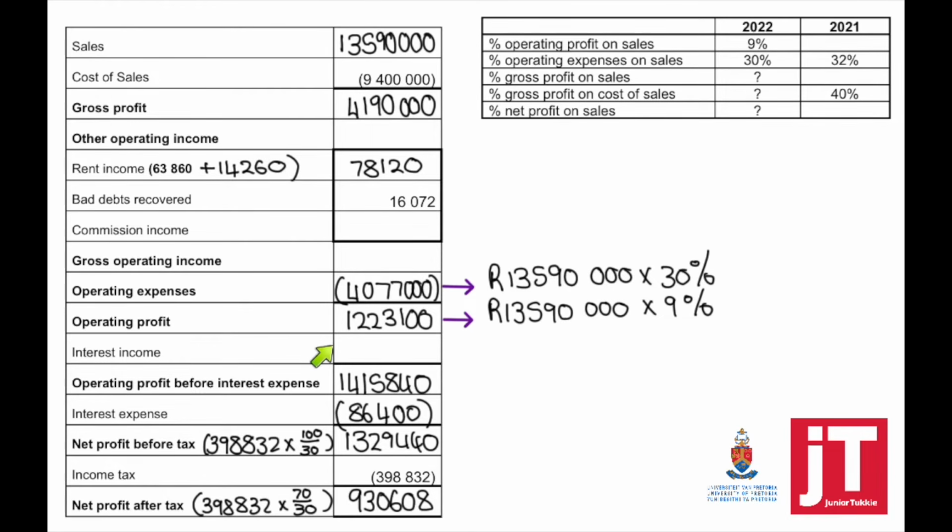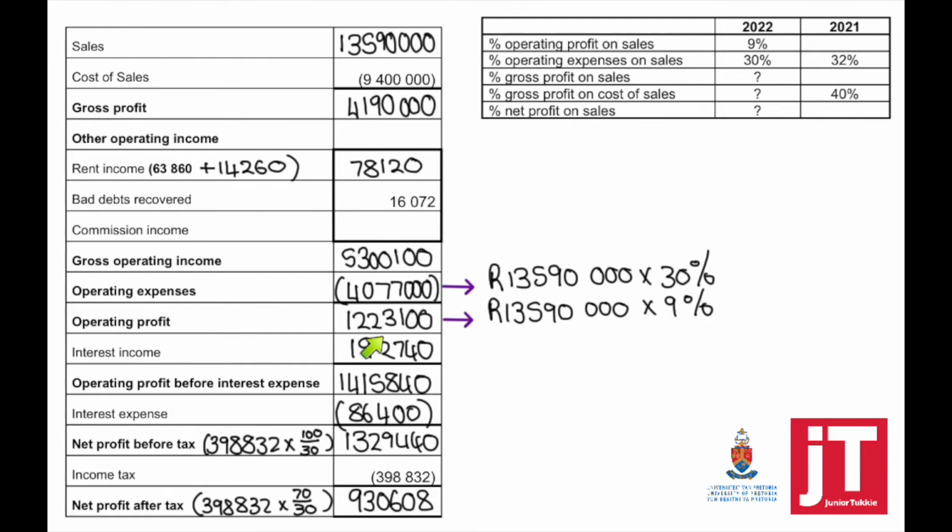Now that we've got the operating profit and we've got the operating profit before interest expense, we can find the interest income. To find the interest income, take the difference. The operating profit before interest expense minus the operating profit. The difference is my interest income.